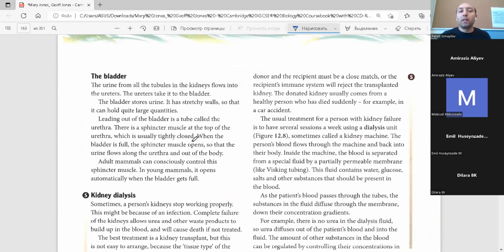Now let's talk about the bladder. I will give you information about the bladder. So again, I took a picture. I will explain on the picture about the bladder, how the bladder is working.